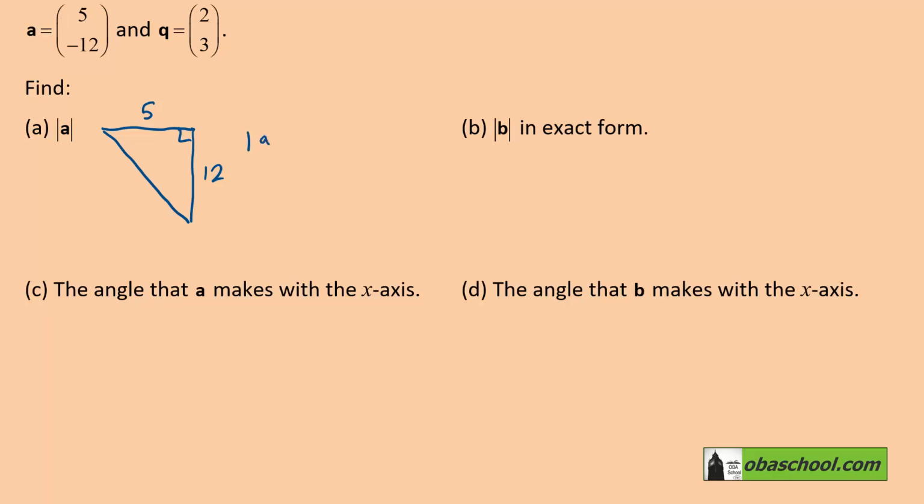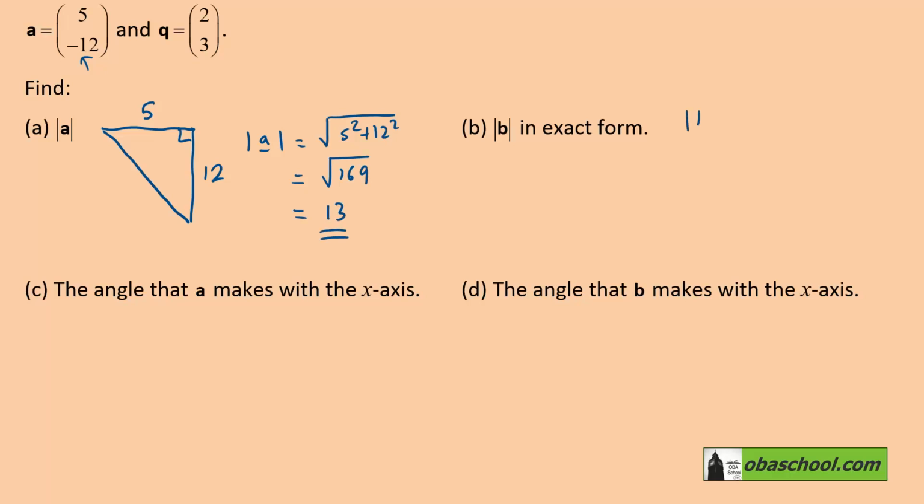So mod A is just going to be the square root of 5 squared plus 12 squared. The negative doesn't really play a part because we're going to square anyway, which is the square root of 169, which is 13.